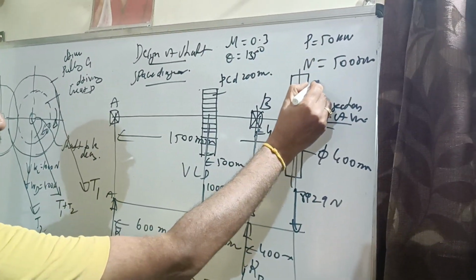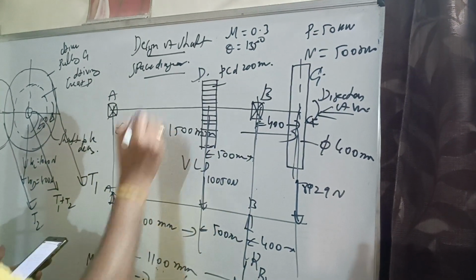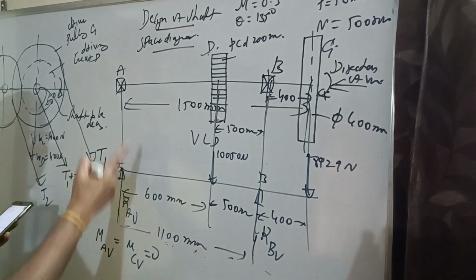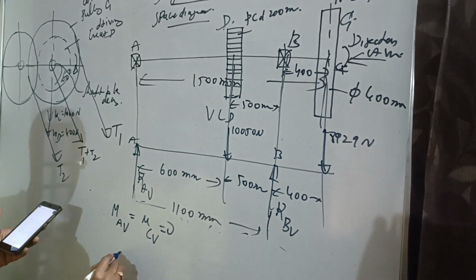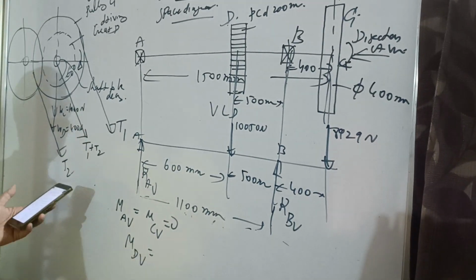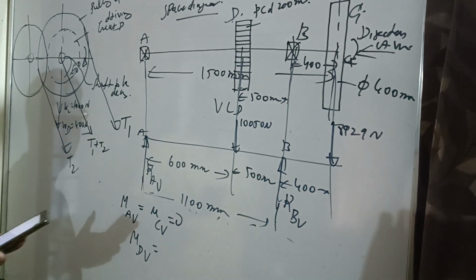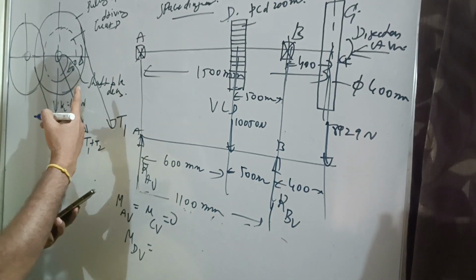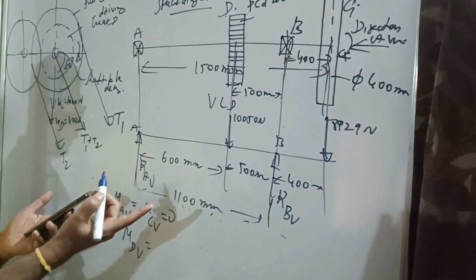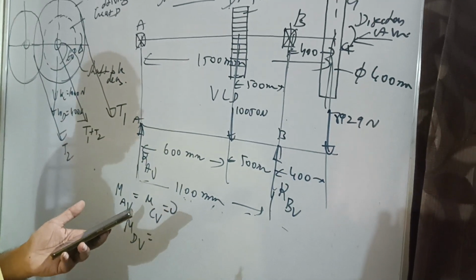This is C. This is D. So the bending moment at the end points MAV, MCV is equal to 0. Now what is the bending moment at D? MDV. If I want to find the bending moment at D, I can find it by taking the moment due to all the forces either to the left of point D or to the right of point D. Anything will do. Whichever is convenient we can do.